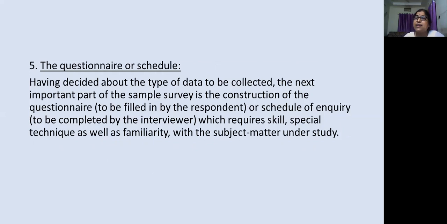Questionnaire. After selecting, I have to write a questionnaire. What is my objective, what is my target population, and what is my frame and sample size? Keeping this in mind, I have to prepare a schedule. Who is going to prepare the questionnaire? An expert. Not everybody can prepare a questionnaire. The requirement for preparing a questionnaire is skill, special technique, and familiarity with the subject matter under study.